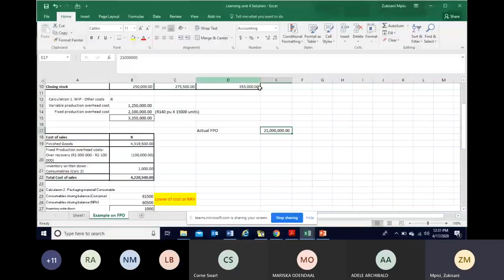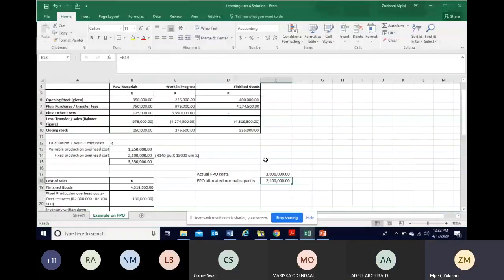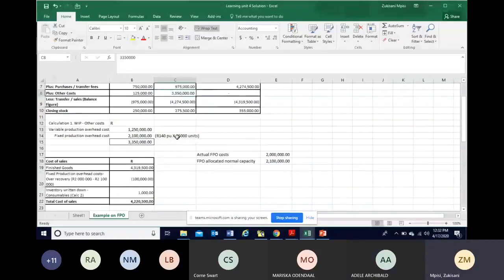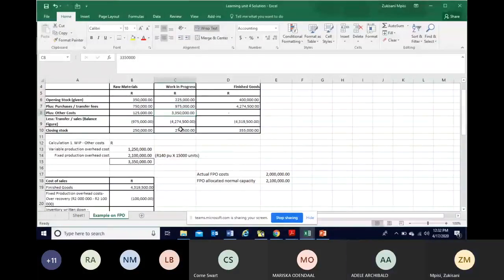The actual would have been 2 million, but the fixed production that you are allocating at normal capacity would have been 2,100,000. Now the question is, what happens if this was given in this way? So what we have in terms of the fixed production overhead is 2 million, but the fixed production overhead allocated at normal capacity is 2,100,000. So when you were calculating your work in progress, you would have used 2,100,000 to allocate your work in progress, which means the actual cost is 2 million. So this means you have used more production overhead, which means you have over recovered.